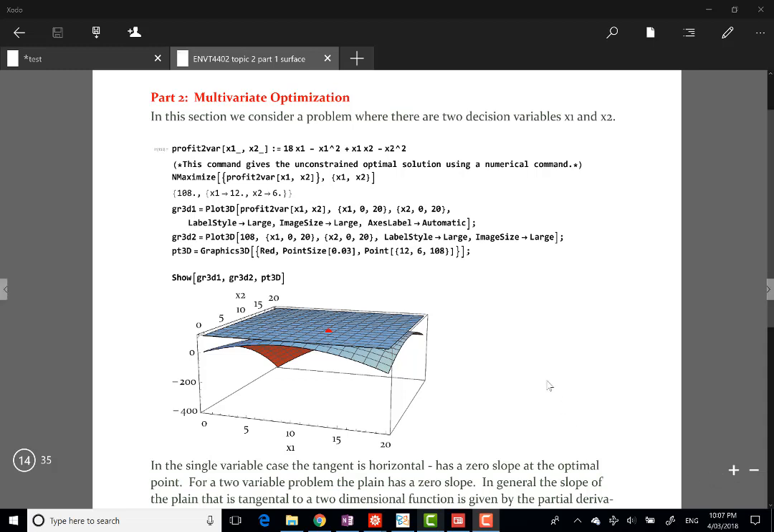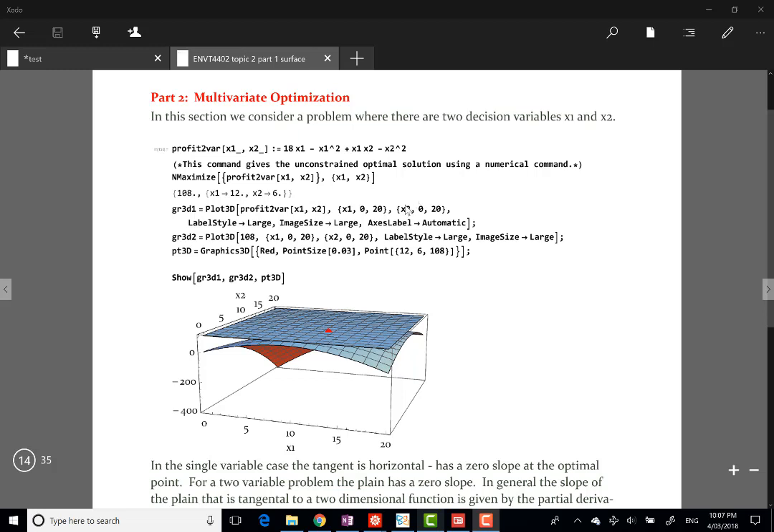This is topic 2, Introduction to Mathematical Programming, Part 2, Multivariate Optimization, and this will be Part A. In this section we consider a problem where there are two decision variables, x1 and x2.